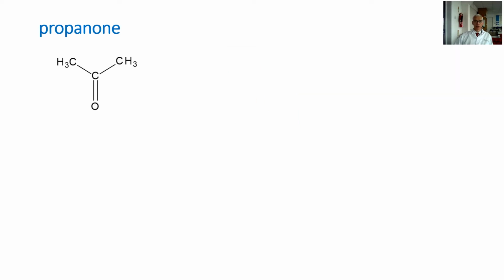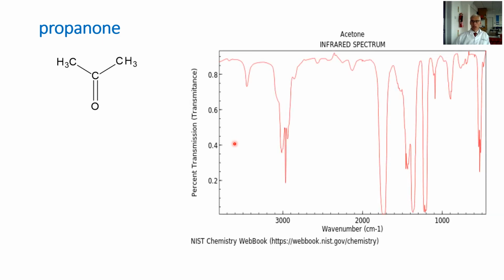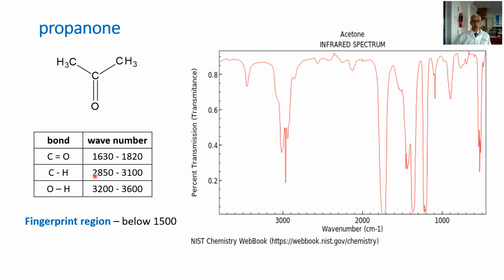Let's look at another example, propanone. So here we've got a carbon-oxygen double bond and carbon-hydrogen. So we're looking for two distinctive peaks. Here's the absorption peak around 3000, and we know that that is attributed to the carbon-hydrogen bond.